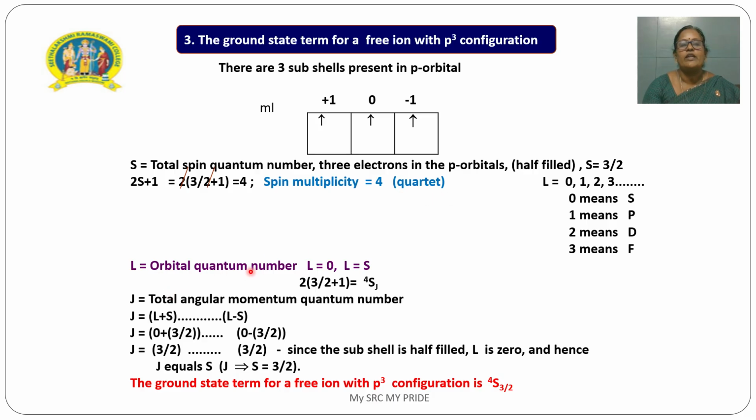L, orbital quantum number, L is equal to 0, it denotes the S term. J, total angular momentum quantum number, J is equal to L plus S up to L minus S. L value is 0 plus total spin 3/2, and L value 0 minus S, 3/2. So the J value is equal to 3/2. Since the subshell is half filled, L equals 0 and hence J equals S. The ground state term for a free ion with P3 configuration is 4S 3/2.